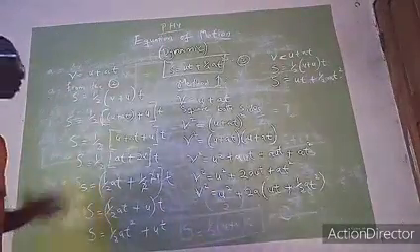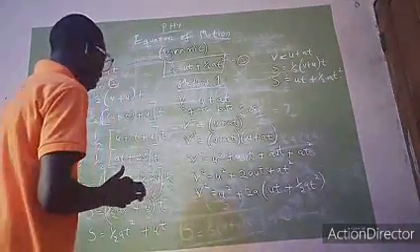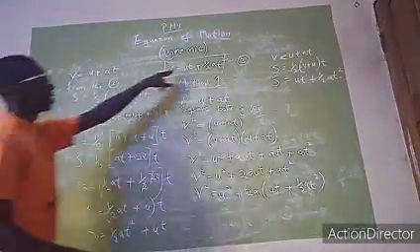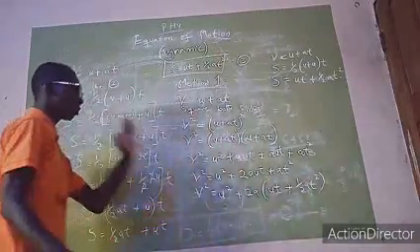Am I making any sense? Now you know, right? So look at this very well. Look at it, very easy. Now from equation 3, S is equal to Ut plus half at squared. I can make a proper substitution there.